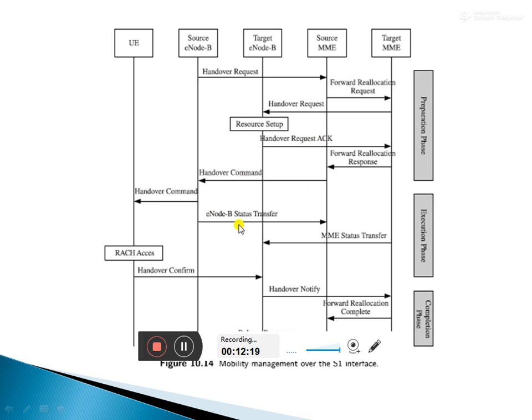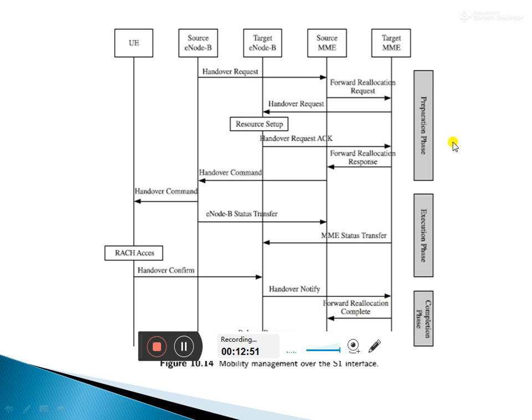Again, the eNode B status will be transferred to the source MME. What is the MME status? This is the mobility management equipment status. It checks the status of these parameters. After that, the random access channel handover will confirm the target eNode B. If the target eNode B is okay, the handover notification is sent to the target MME.